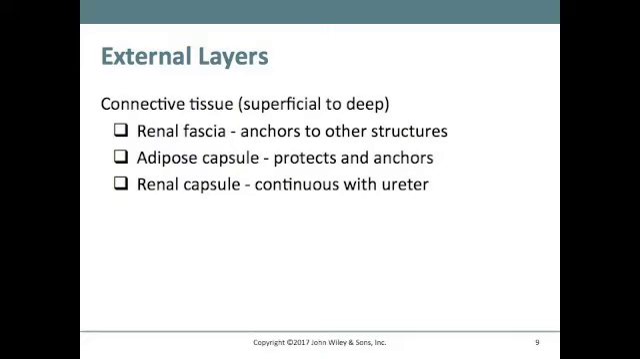The middle layer, the pararenal fat capsule, is a mass of fatty tissue surrounding the fibrous capsule. It also protects the kidney from trauma and holds it firmly in place within the abdominal cavity. And finally, the superficial layer, the renal fascia, is a collagenous and elastic, dense, irregular connective tissue that anchors the kidney to the surrounding structures and to the abdominal wall. On the anterior surface of the kidneys, the renal fascia is deep to the peritoneum.